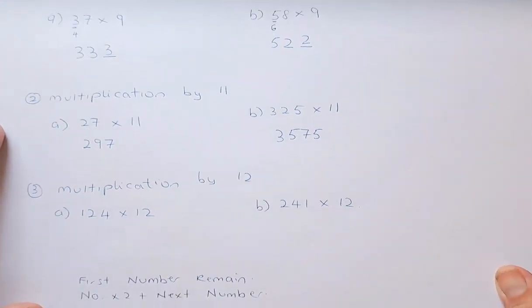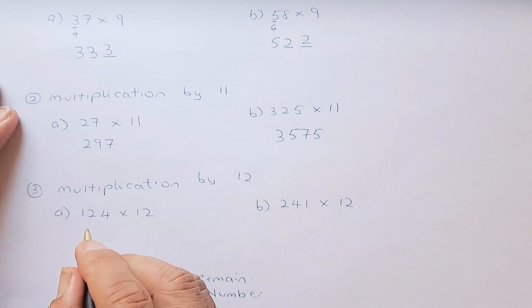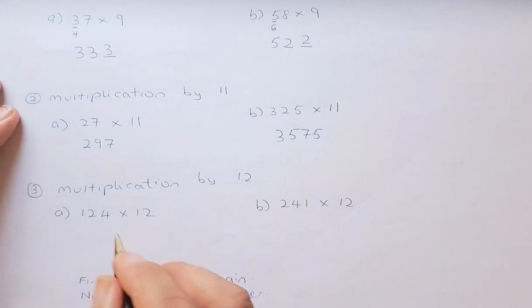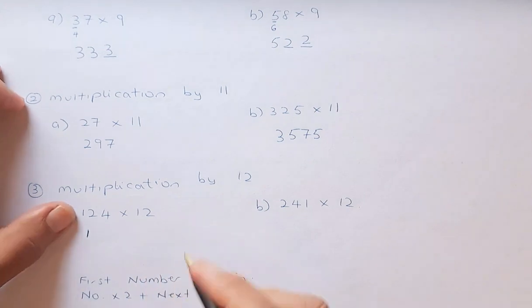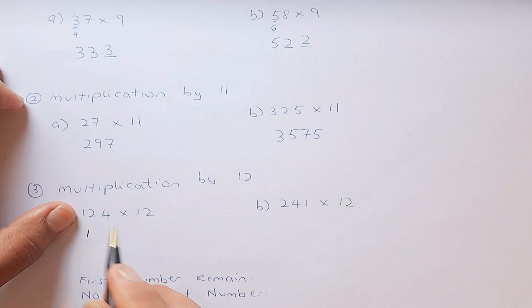Now multiplication of 12. It's slightly different from the rest. 12 and 13 are the same, so just listen carefully. When you multiply by 12, for example 1,244 by 12, the first number remains, so 1 remains at 1. Then we start from 1. 1 multiplied by 2 is 2, plus the next number, 2. So 2 plus 2 is 4.